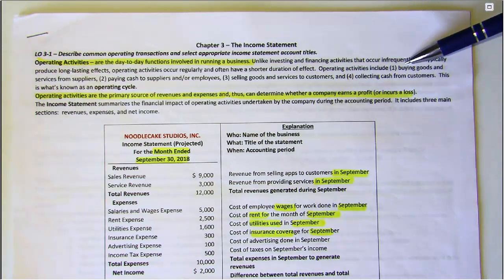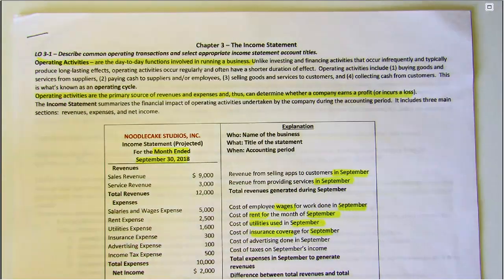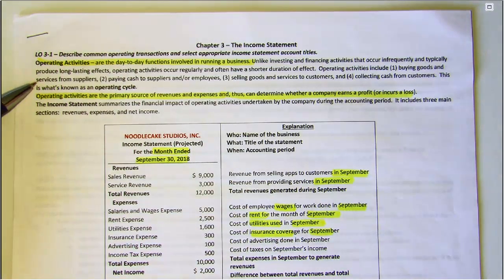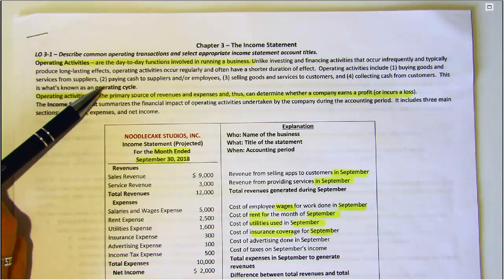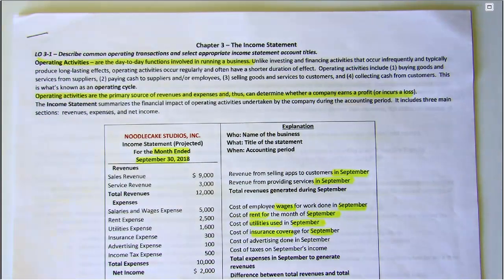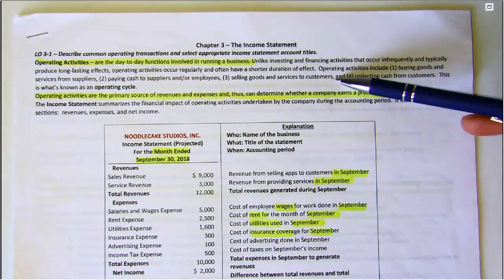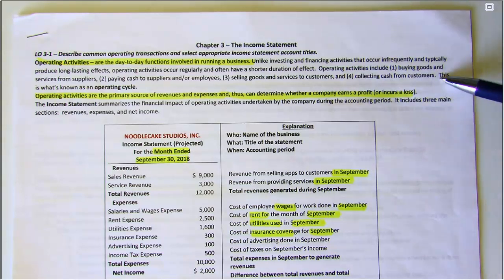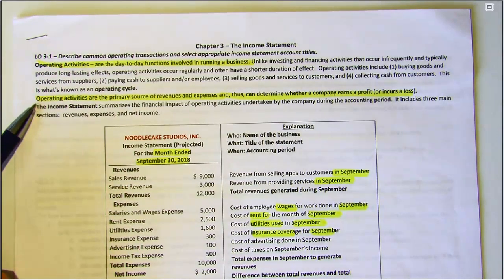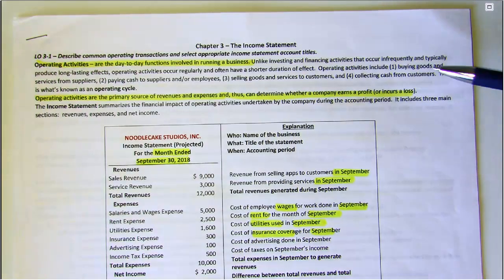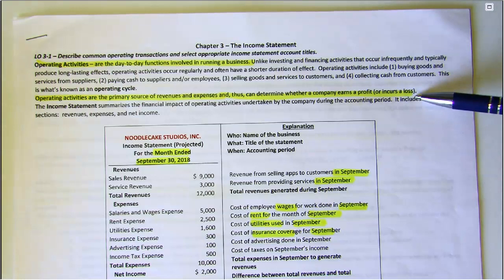Operating activities include buying goods and services from suppliers, paying cash to suppliers and/or employees, selling goods and services to customers, and collecting cash from customers. This is what's known as the operating cycle. Operating activities are the primary source of our revenues and expenses and help us determine whether a company earns a profit or incurs a loss.